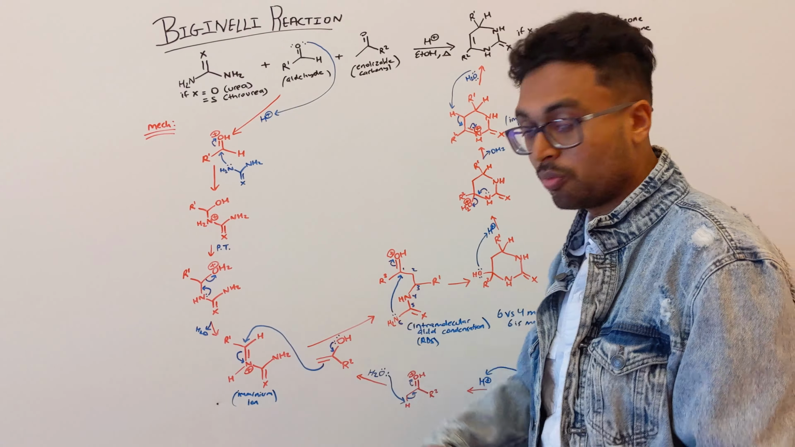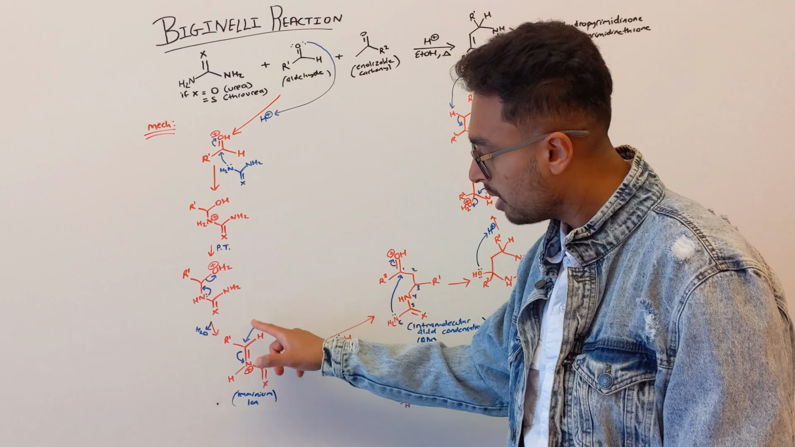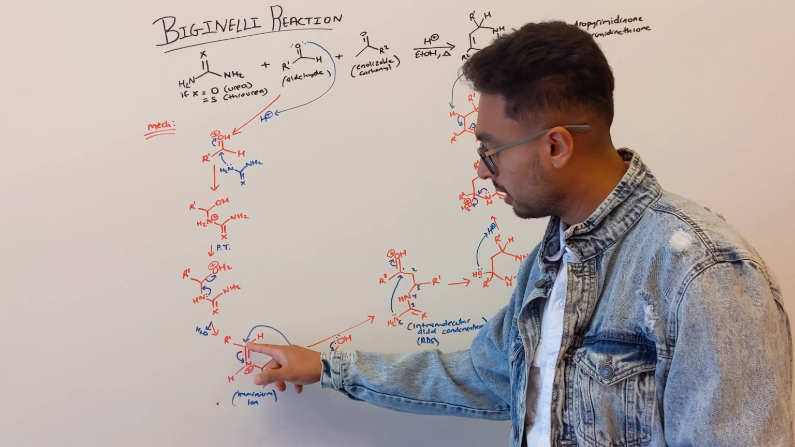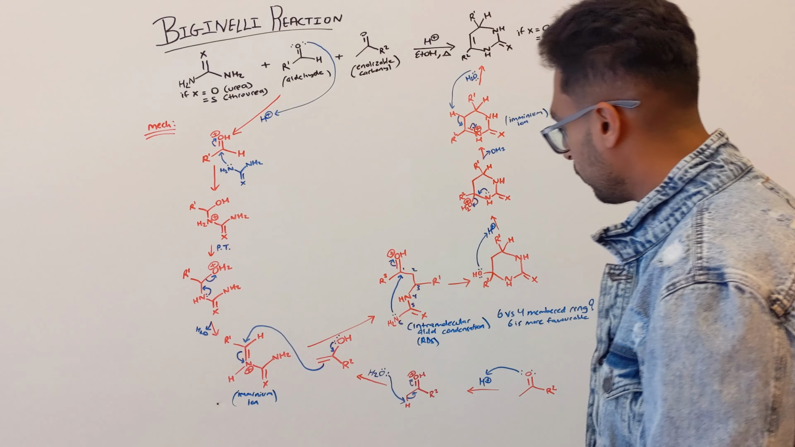So we know that when enol has to act as a nucleophile, it happens through this pi bond. So that pi bond is going to attack that electrophilic site on the iminium ion, and it's going to push the electron density towards that nitrogen.